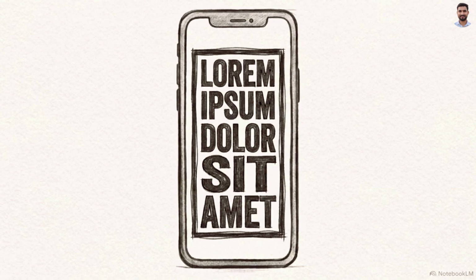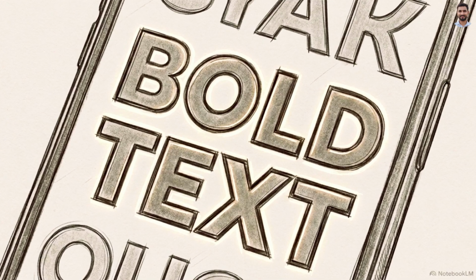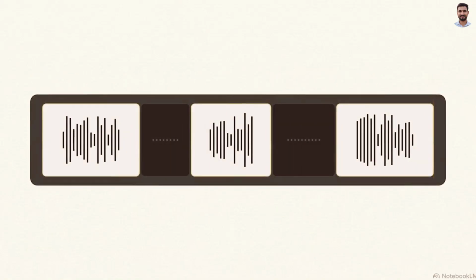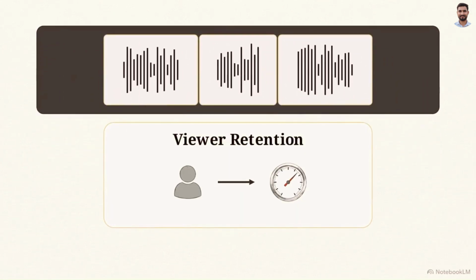This mockup shows the most effective caption style. Use a bold font, bright yellow text, and a thick black outline to make it readable. Finally, review the audio track and delete any remaining gaps of silence. The pacing needs to be constant to maintain viewer retention.